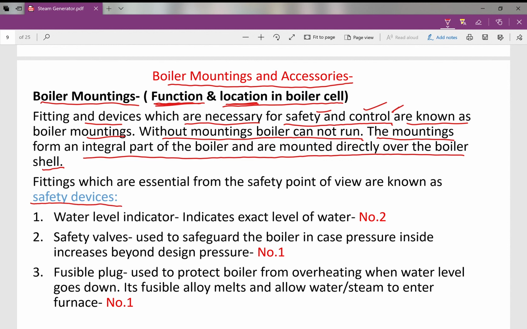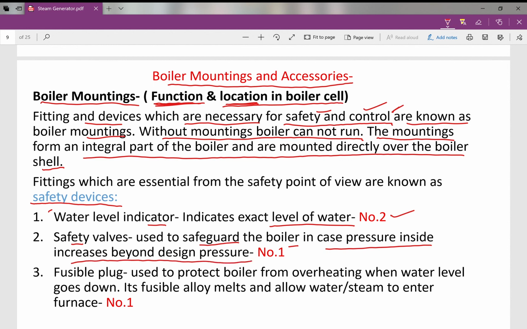The first item is the water level indicator, which indicates the exact level of water. There are generally two water level indicators in each boiler. Then second is the safety valves. These safety valves are used to safeguard the boiler in case the pressure inside increases beyond the design pressure.